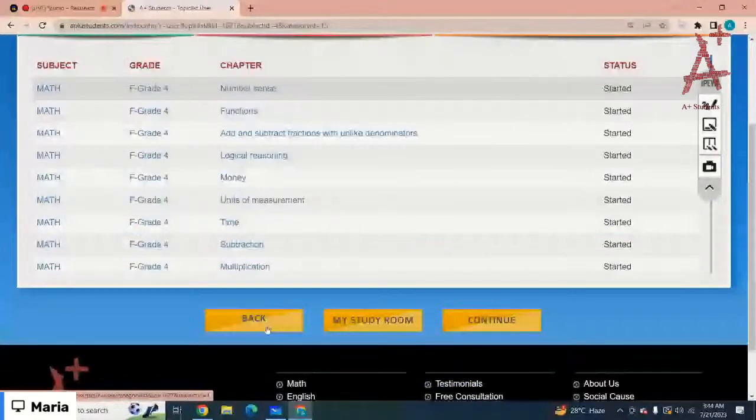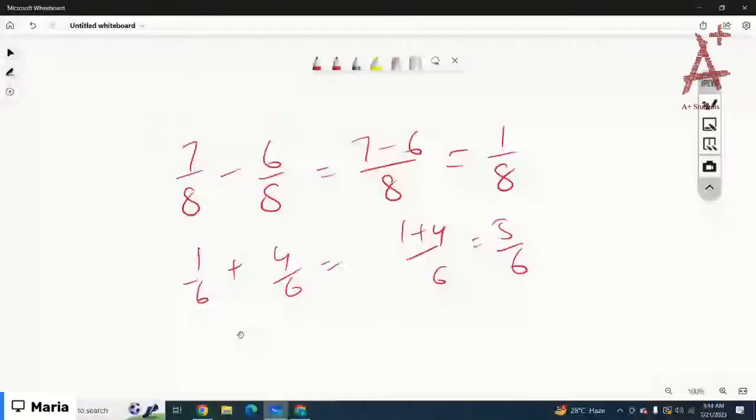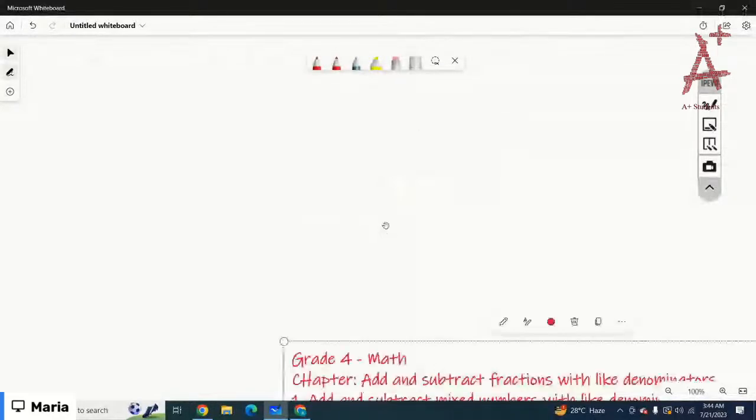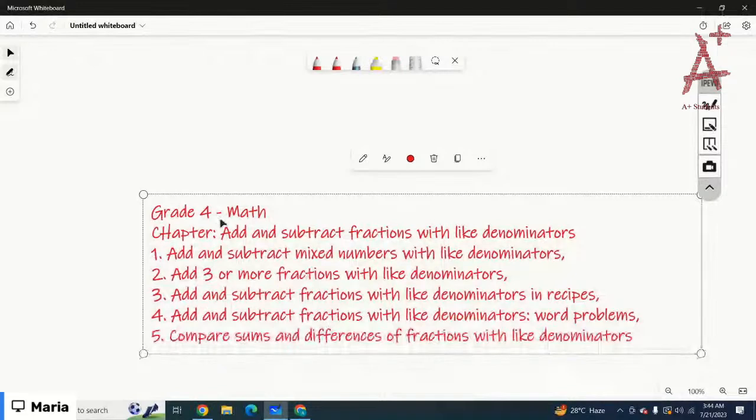Okay, so we are working on grade 4 math. We are working on the chapter add and subtract fractions with like denominators. And here is the list of the lessons we have covered today. They are add and subtract mixed numbers with like denominators, add three or more fractions with like denominators, add and subtract fractions with like denominators in recipes, add and subtract fractions with like denominators word problems, and compare sums and differences of fractions with like denominators. So please make sure before the next session you complete all the test questions for the lessons we did today.